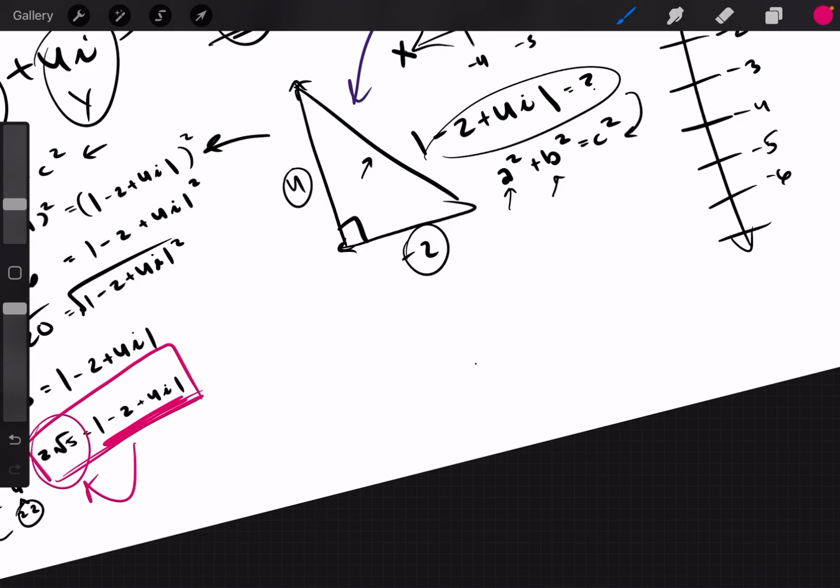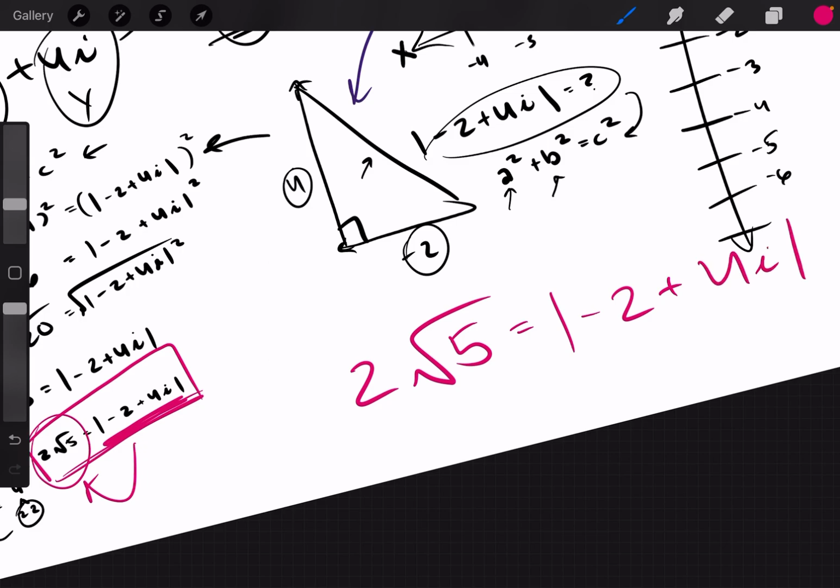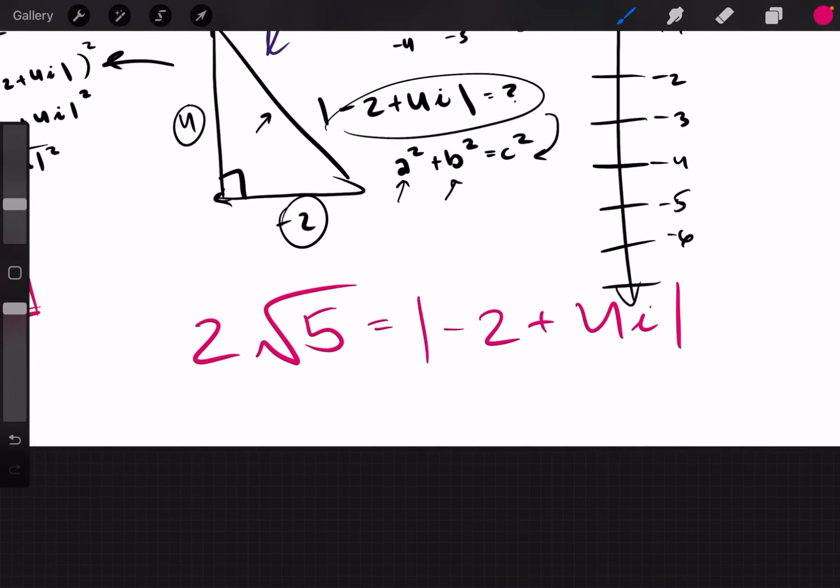Let me rewrite it so it's a little bit larger. If you can hear us, it's a bit busy at my house. But anyways, that's not important.